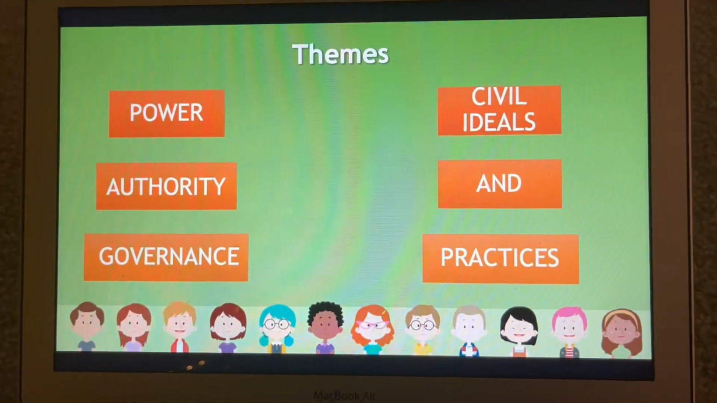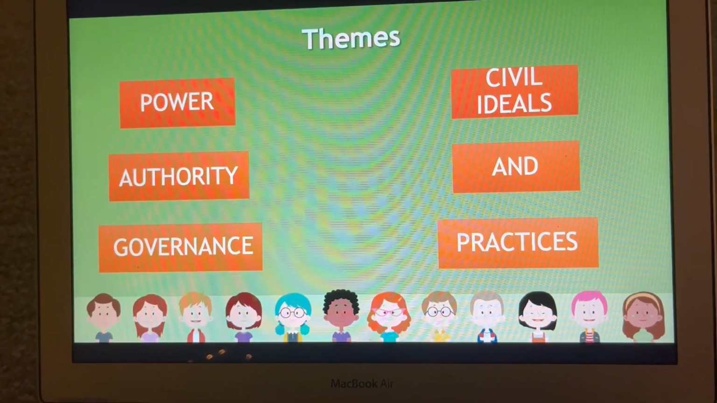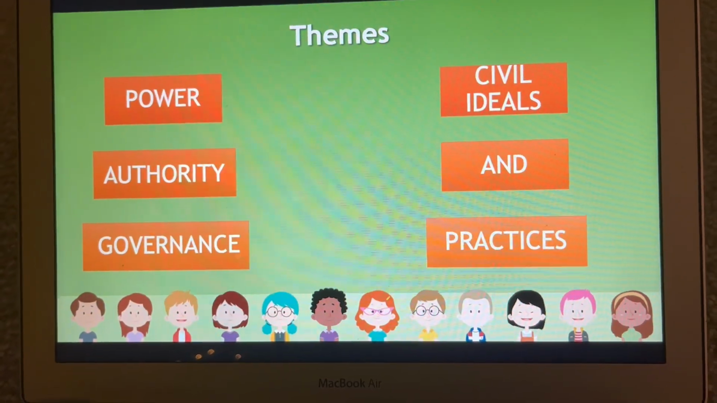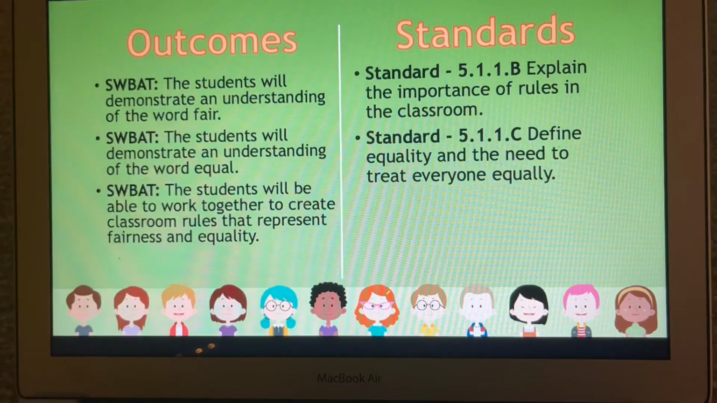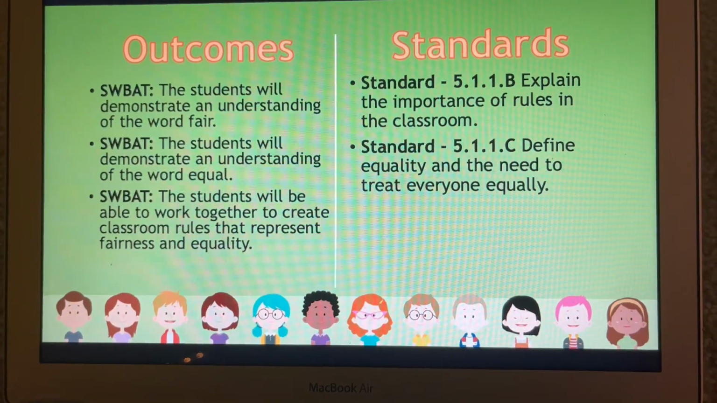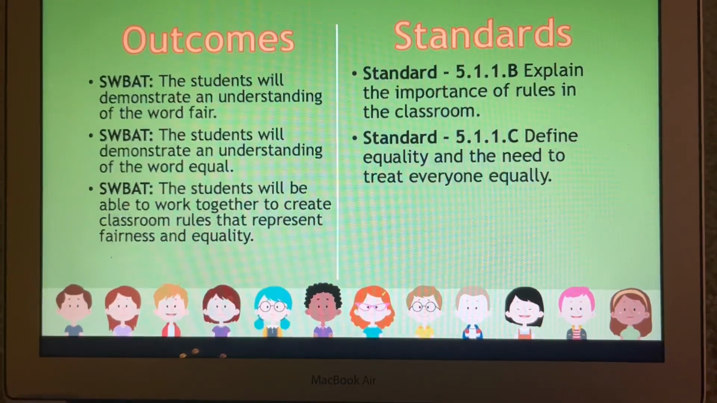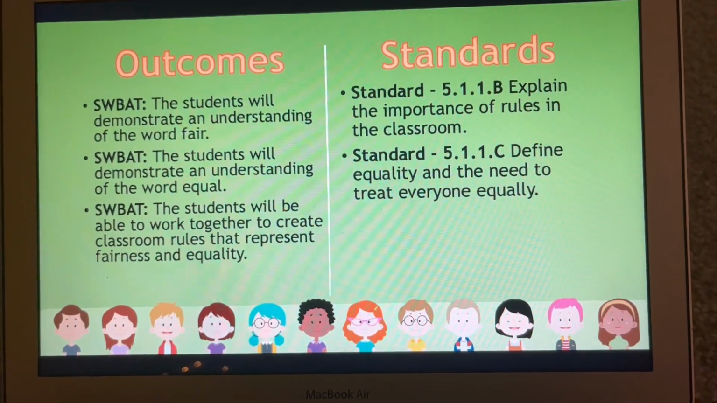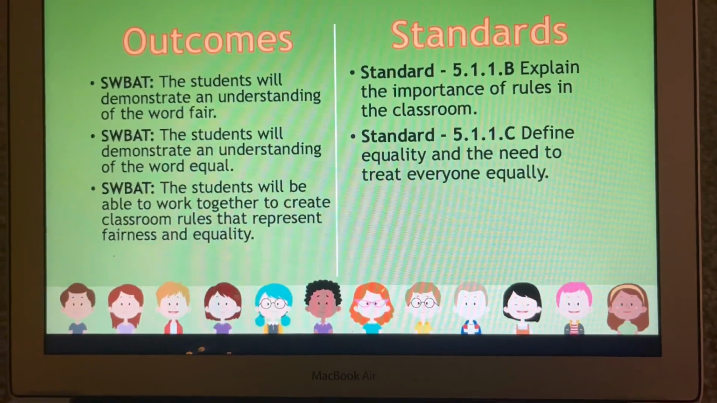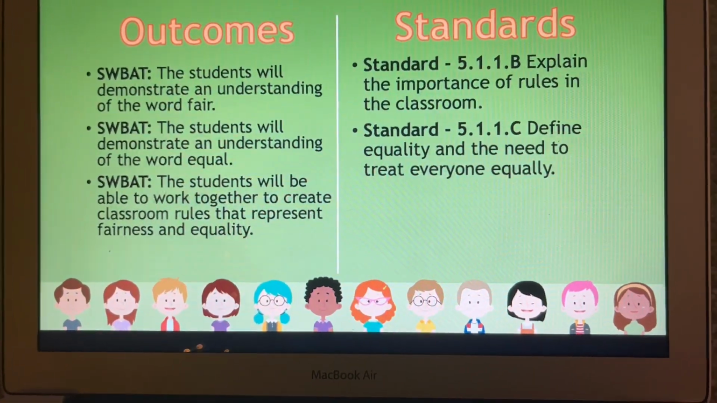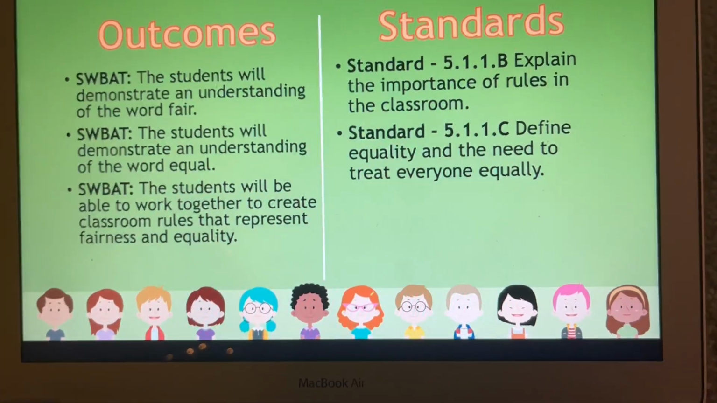So the themes I went by are power, authority, and governance, and civic ideas and practices. These are the outcomes and standards, so it's all about rules in the classroom, defining equality, and the need to treat everyone equally. For the outcomes, it's a little run through of the lesson plan, which I'll go through after this.